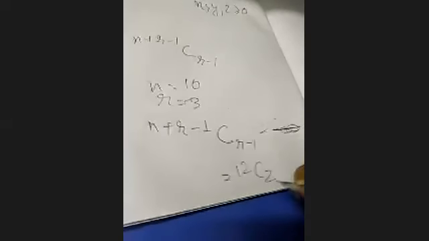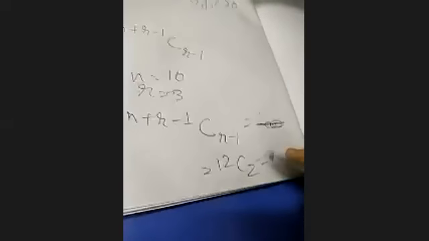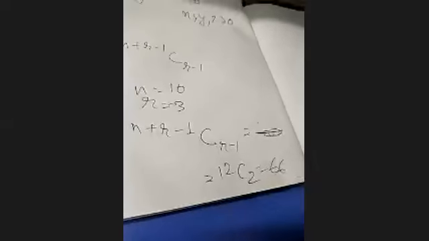Sorry, not division. It is 10 plus 3, 13, minus 1, 12C2. The value of 12C2 is 66. So there are exactly 66 integral solutions of x plus y plus z equal to 10, for all x, y, z greater than or equal to 0. Clear?